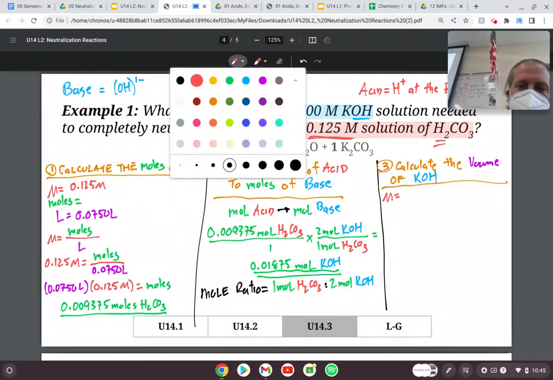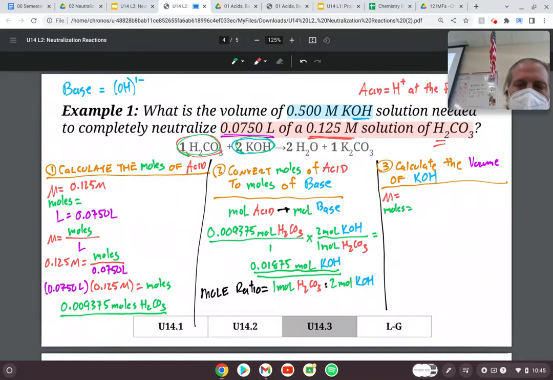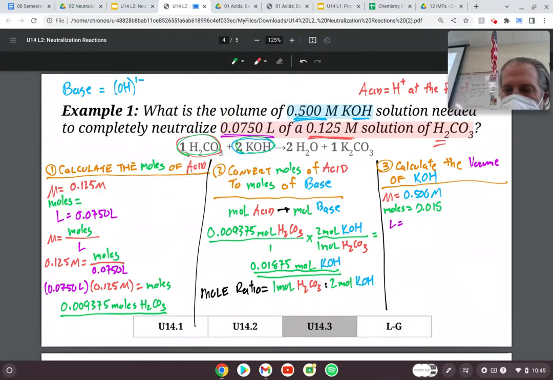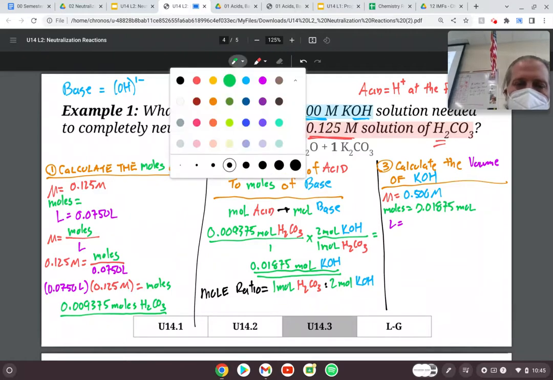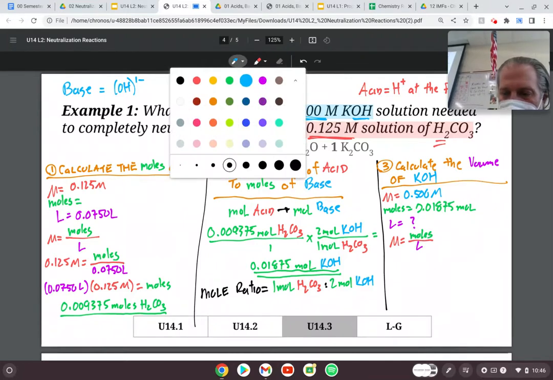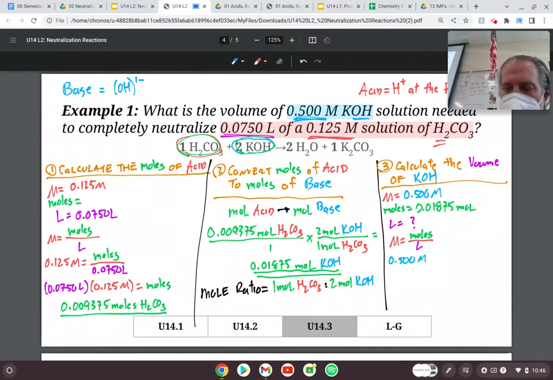Molarity, moles, and volume. This time, we were given the molarity of KOH up at the top, so that's going to be 0.500 molar. We just calculated the moles of it in step 2. And we are solving for volume in this case. So I'm going to use my formula: molarity is equal to moles over liters. I know my molarity is 0.500 molar. I know the number of moles is 0.0187 moles, and I'm solving for a volume of liters.